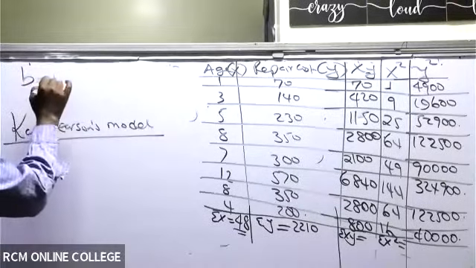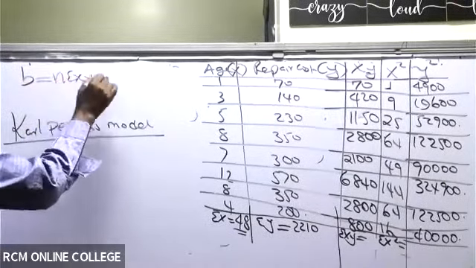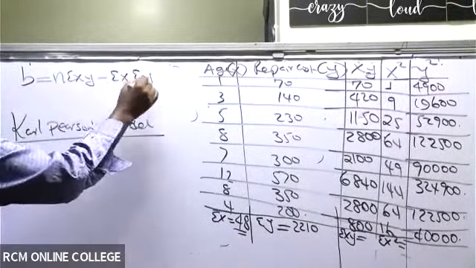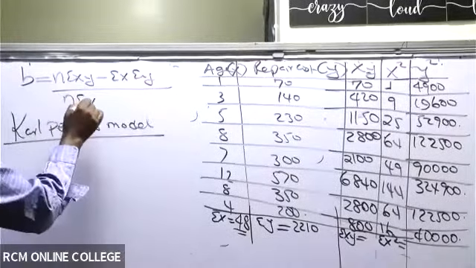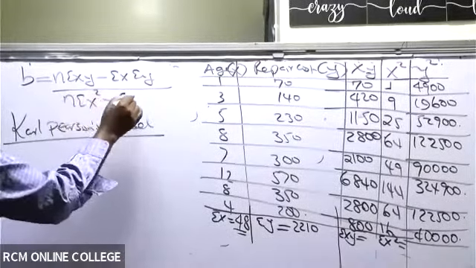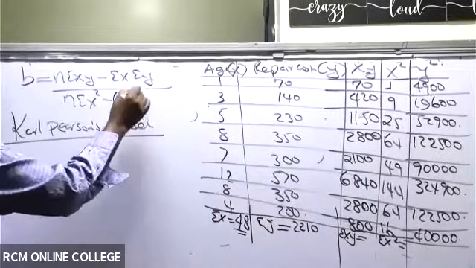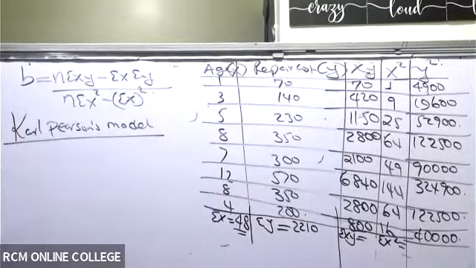When you remember the formula of B, then the Karl-Pearson's correlation model will be very easy. To get B, we normally take n times the summation of xy, minus the sum of x times the sum of y, all over n times the sum of x squared minus the square of the sum of x. That is the formula for getting B.